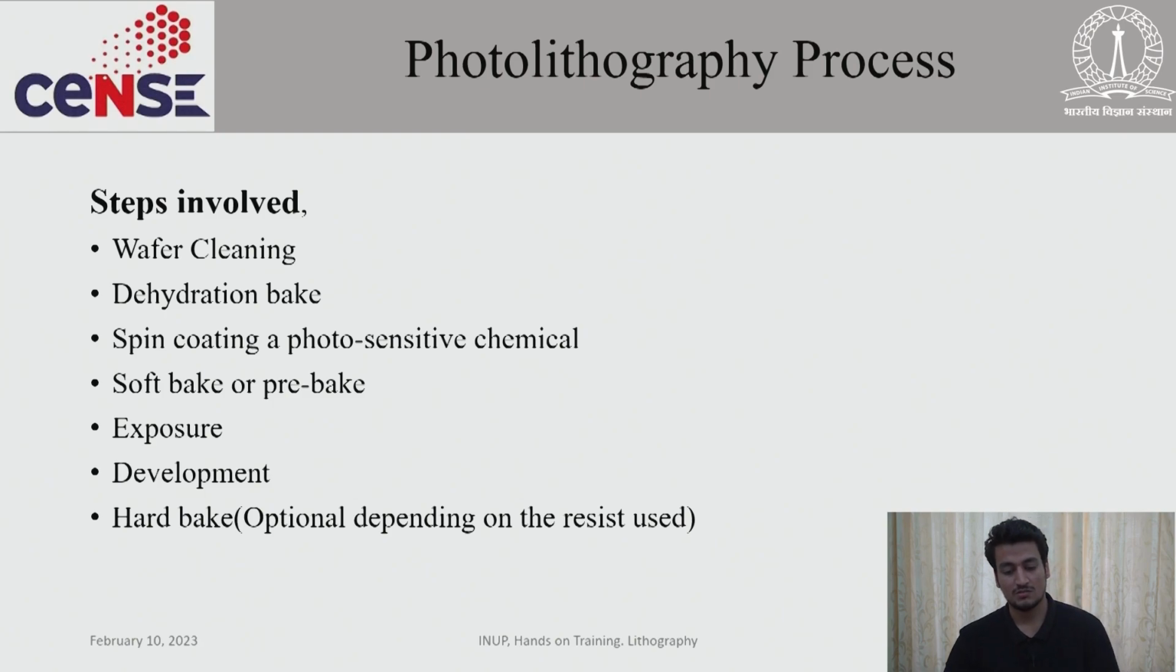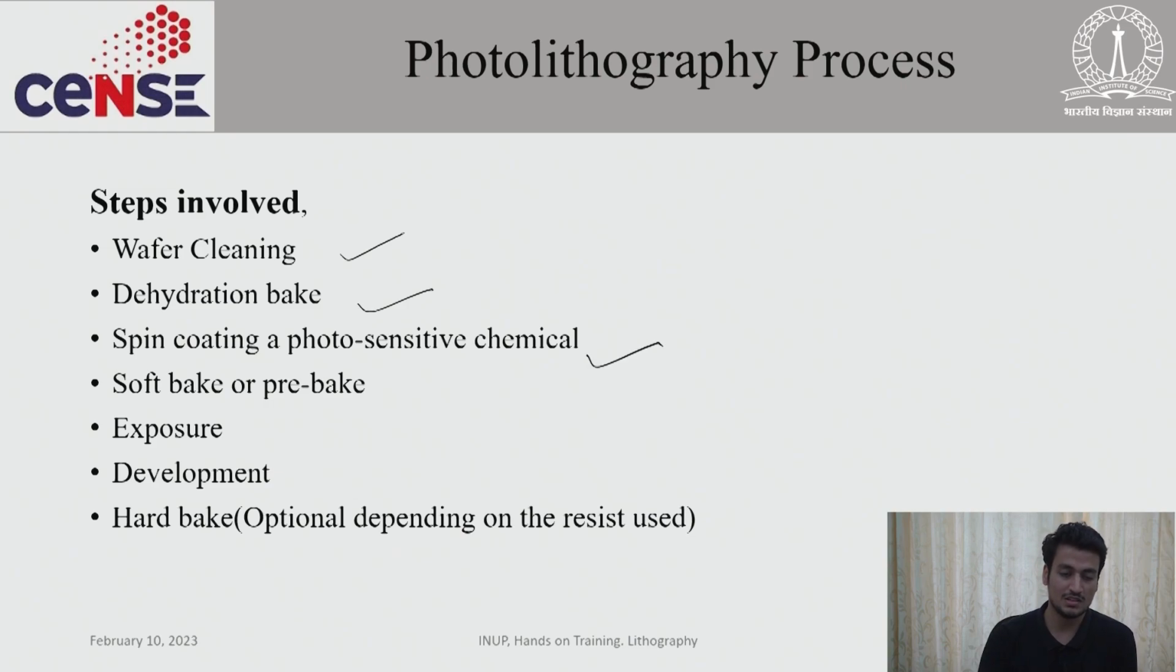Now, what is the process flow for photolithography? First we go for wafer cleaning, and after that a dehydration bake. For wafer cleaning we can use Piranha, RCA, or any solvent cleaning. For the dehydration bake, we heat the substrate on a hot plate or oven just to remove the water content from the substrate. Then we go for spin coating, where we spin coat the resist chemical which will act as an intermediate layer. Then we soft bake the substrate with the resist, to make it ready for the next step, which is exposure.